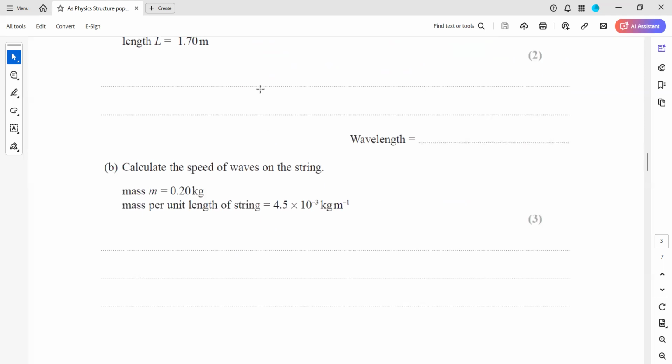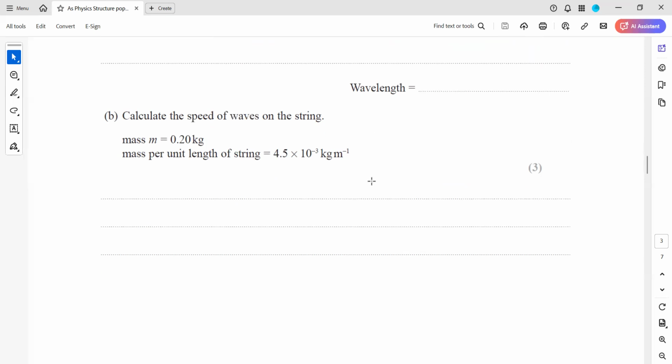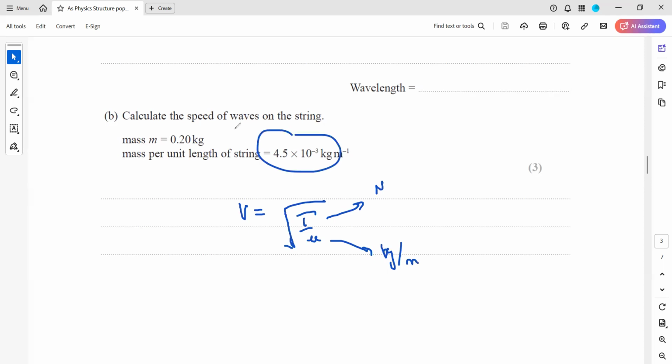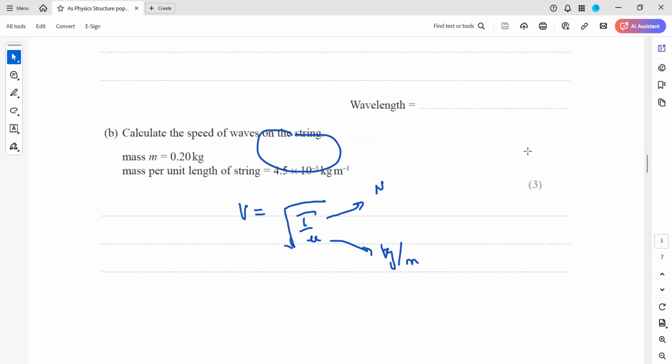The second part: calculate the speed of a wave in a string, which has a mass of 0.2 kilogram, and the mass per unit length. If we need the speed of a wave in a string, the formula is v equals square root of T divided by mu. What is T? T is the tension, how much force is there on the string. And mu is the mass per unit length, how much mass is there in a unit length. That's already given. How do we work out T? A 0.2 kilogram mass is attached here.